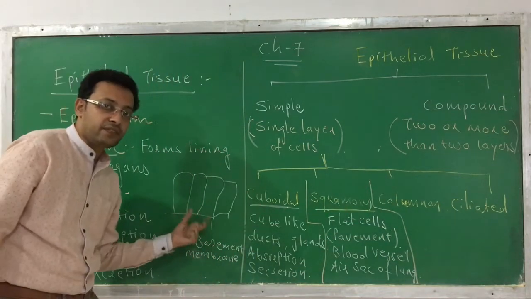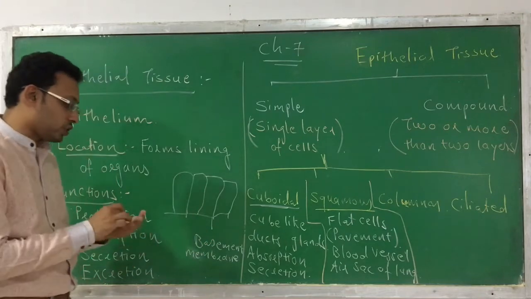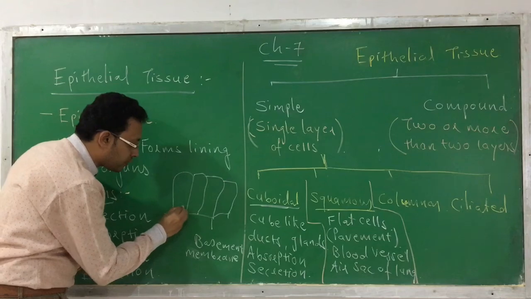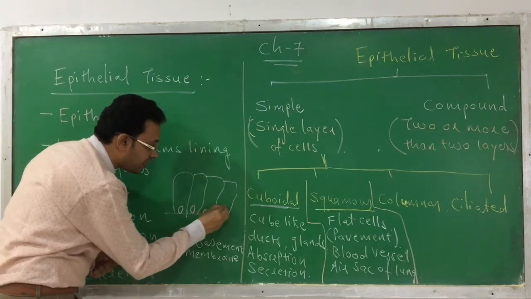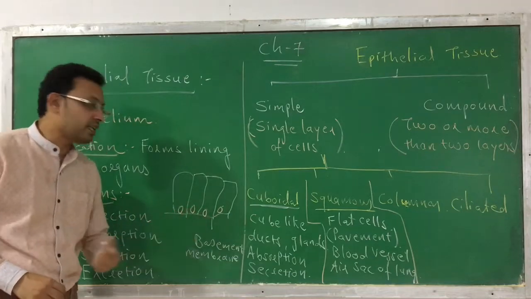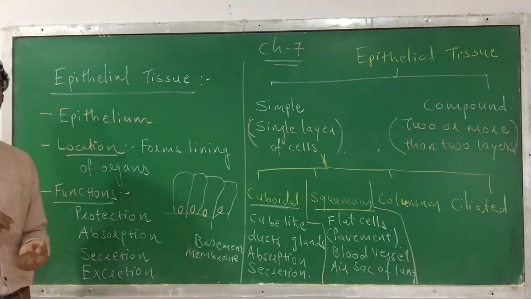Such a characteristic you can find in columnar tissue, and here each cell contains a nucleus. The nucleus is usually found at the base. So this is called a columnar epithelial tissue.